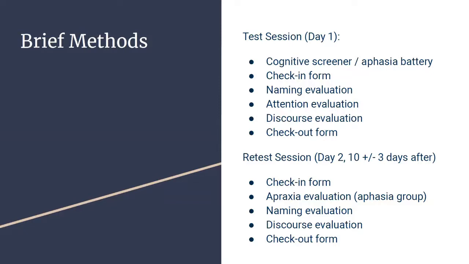We did an apraxia of speech and also apraxia in terms of limb evaluation in the aphasia group on the second day. And we didn't do that in the control group. So the control group didn't have that apraxia eval on the second day. So the second day was a little bit shorter than the first day overall, which I believe Anne's going to talk to us about in these next few slides. So I'll turn it back over to her.